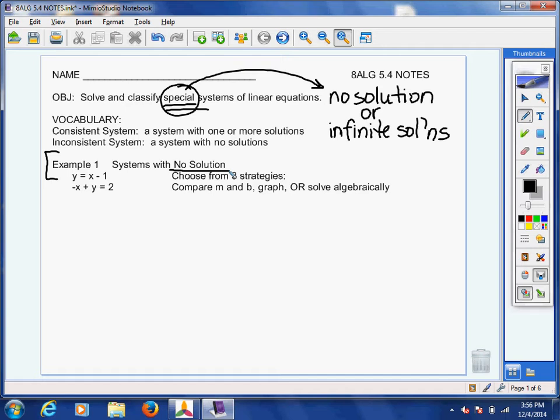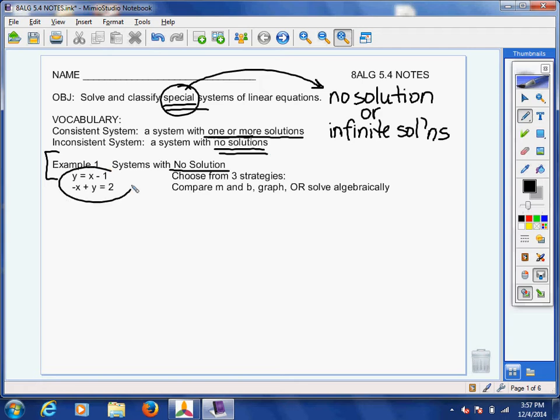A consistent system is a system with one or more solutions. An inconsistent system has no solutions. And that's what we're going to focus on today. Systems with no solutions are going to be classified as inconsistent. But the answer, the solution, is no solution. Let me show you what this system looks like.